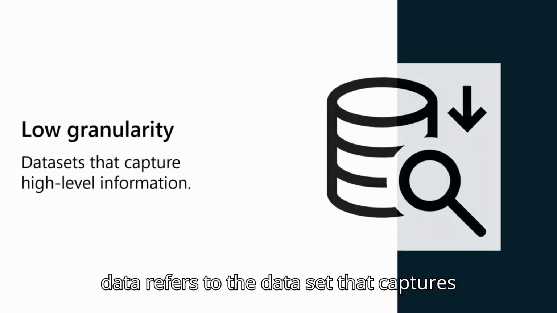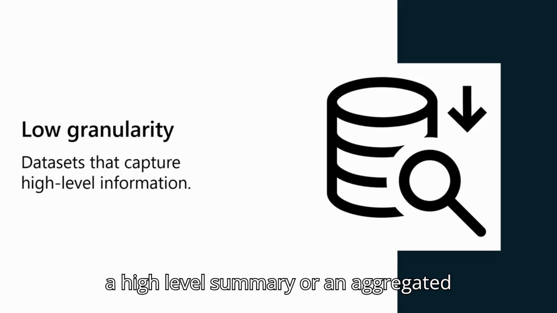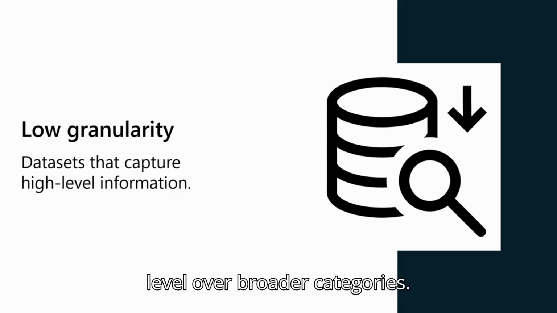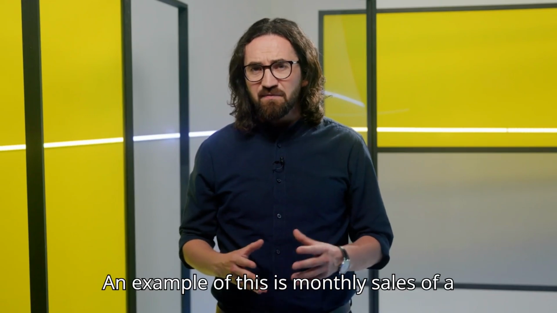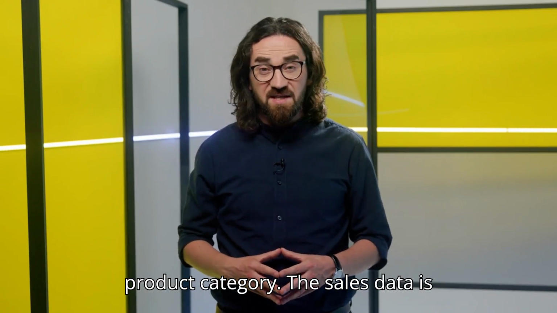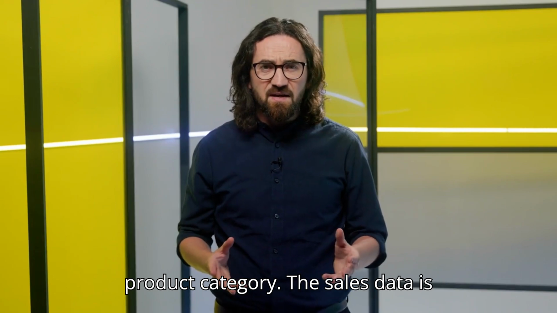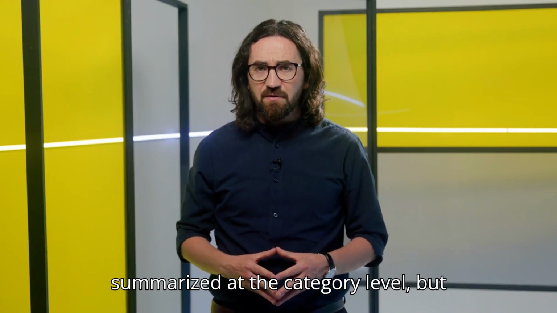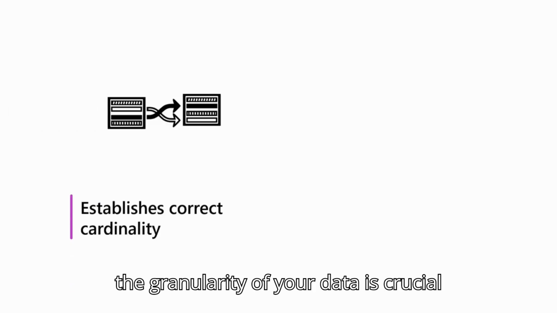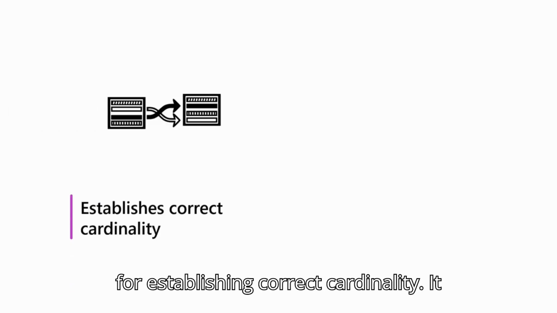Low granularity data refers to the dataset that captures a high-level summary, or an aggregated level over broader categories. An example of this is monthly sales of a product category. The sales data is summarized at the category level, but only on a monthly basis. Understanding the granularity of your data is crucial for establishing correct cardinality.